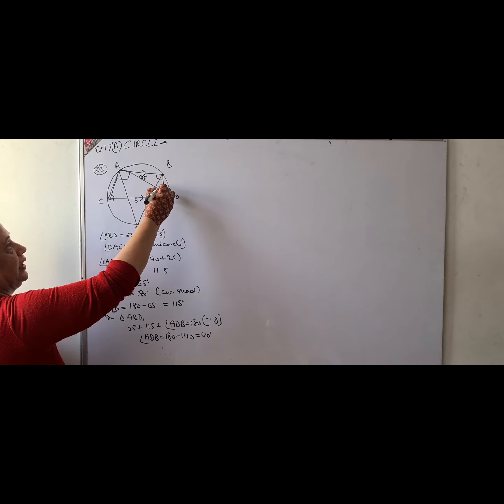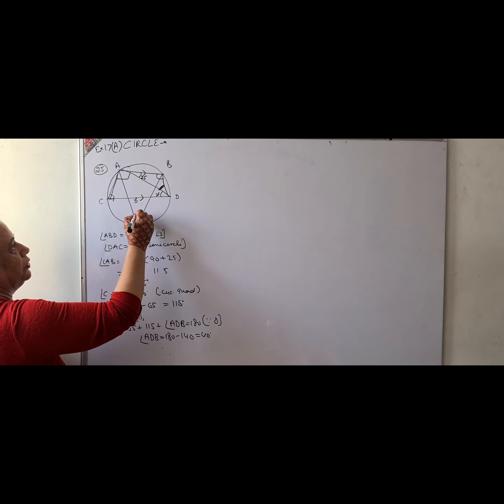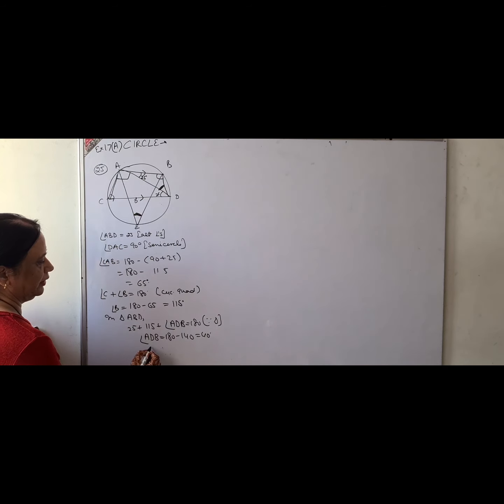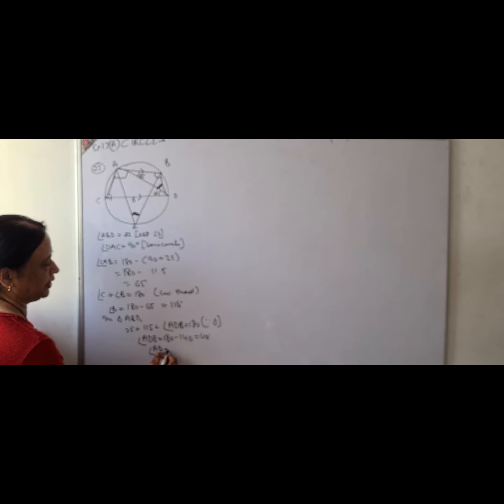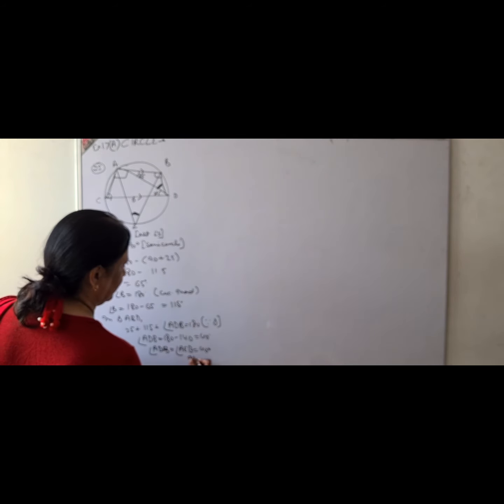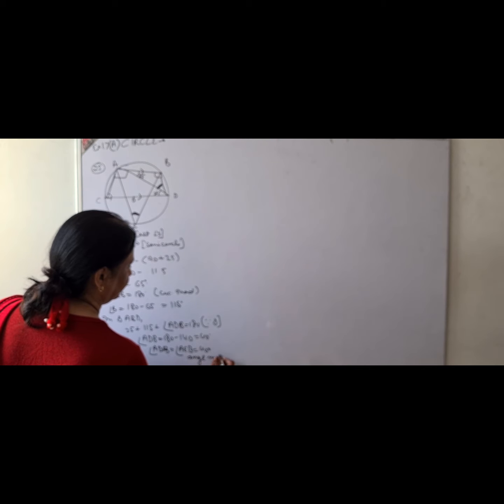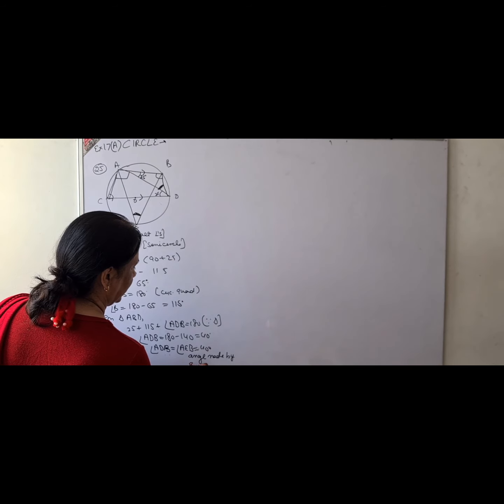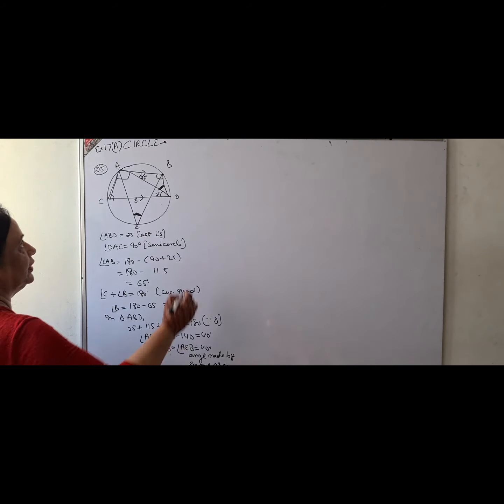Now understand, ADB is equal to AEB. ADB is equal to AEB is equal to 40 by angles made by the same arc. Same arc. So I hope you have got it.